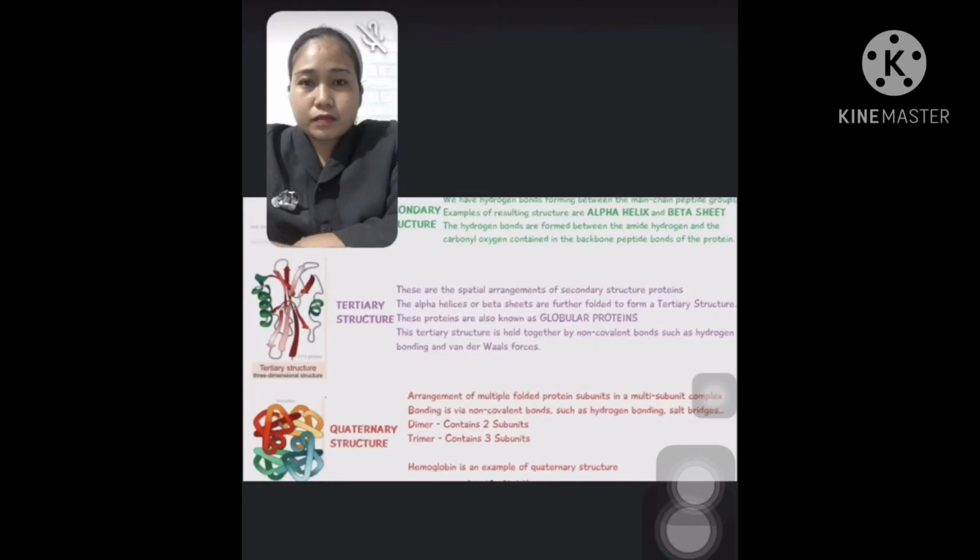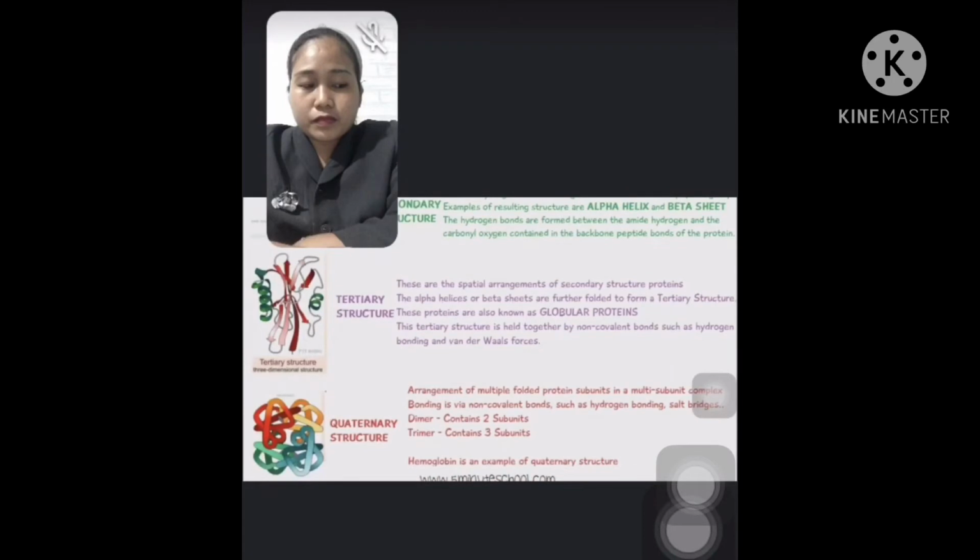Finally, we have the quaternary structure of proteins, and that's the arrangement of multifolded protein subunits in a multi-subunit complex. And the bonding is via non-covalent bonds such as hydrogen bonding and salt bridges. We have a dimer which consists of two subunits which make up the quaternary structure, and we have a trimer which consists of three subunits. An example of a quaternary structure protein is hemoglobin.